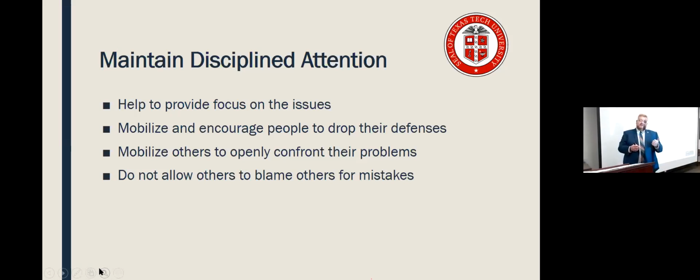Mobilizing others to openly confront their problems. Sometimes when we're doing this it can be very challenging. And I find that when I'm being challenged about something that I'm doing, I need to reflect on that and think about that in a different light. And so I will actually get out a pen and paper and journal. I just get all my thoughts out there because that helps me process what I'm experiencing and also what others are experiencing. The last one here is do not allow others to blame others for mistakes.